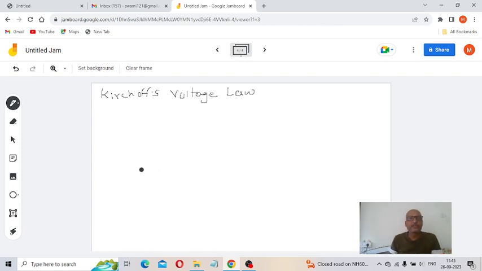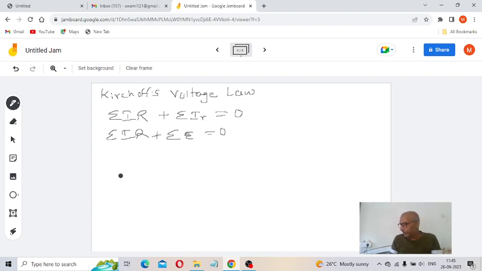First, the mathematical statement is summation IR plus summation of EMF, indicated in terms of epsilon, the electromotive force, equals 0. What does it mean? Let us try to find out with an electrical circuit.